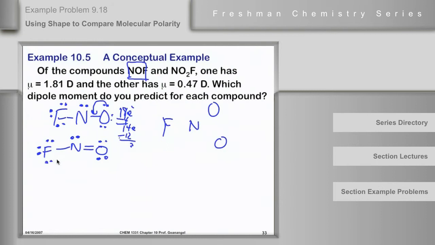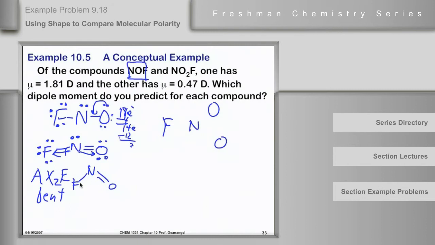Okay, what is the shape class of the nitrogen in this compound? AX2E. If you look at these bonds, this one is no doubt polar towards the fluorine. Fluorine's the most electronegative atom that we know about, and oxygen is second, certainly more electronegative than nitrogen. So we have 2 polar bonds and a lone pair. AX2E is bent, right? Or angular.